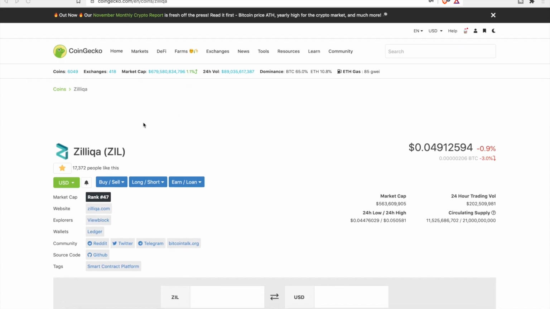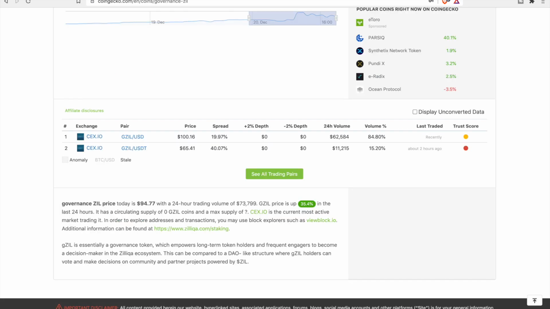Today we're going to talk about Zilliqa. This has been kind of under the radar a bit, but now it's starting to come back up, especially recently with the updates about GZIL. This was maybe about a month or two ago. It kind of changed the whole game for staking.